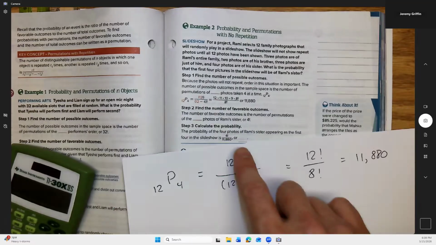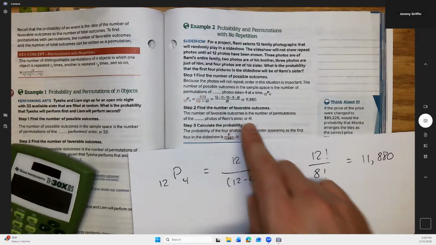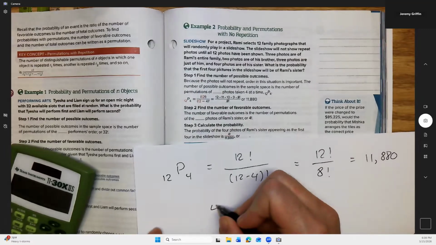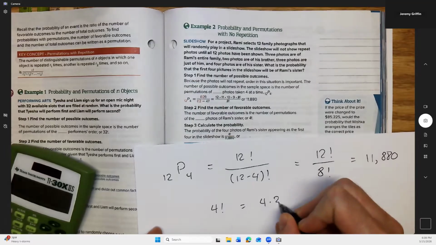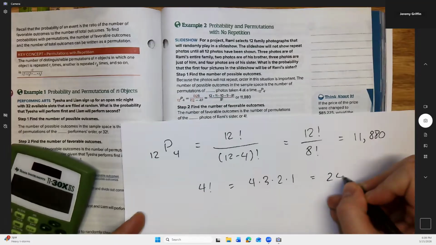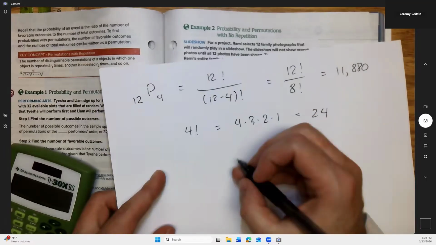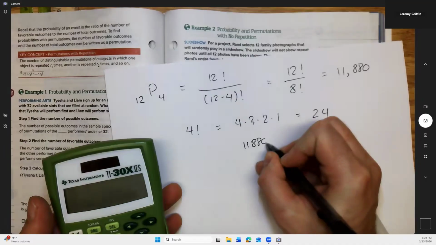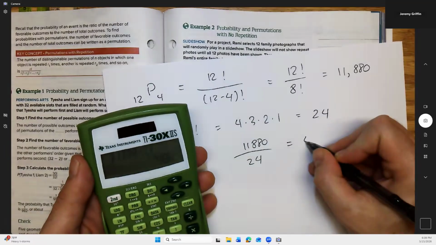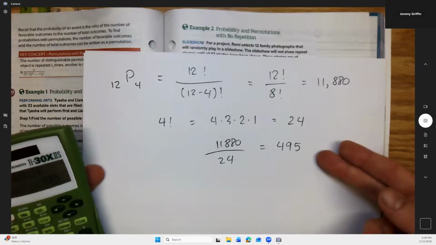Then they say the photos just of the sister, there are 4 of those, and since we're not interested in order, those 4 are represented by 4 factorial, which is 4 times 3 times 2 times 1. So we need to divide by this, which is 24, to get effectively the combinations, even though the word combinations doesn't show up. If you do 11,880 divided by 24, you get 495 different ways for the first 4 photographs to be of a sister in this case.